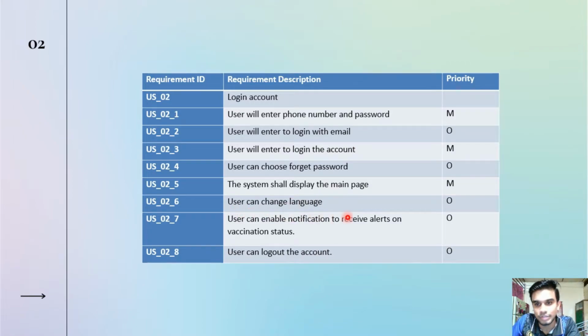The user can change language. It's optional. This depends on the user, whether they want to use Bahasa Malaysia or English. So we put two languages here. Next, the user can enable notifications to receive alerts on vaccination status. This is optional. The user can also log out of the account, also optional.